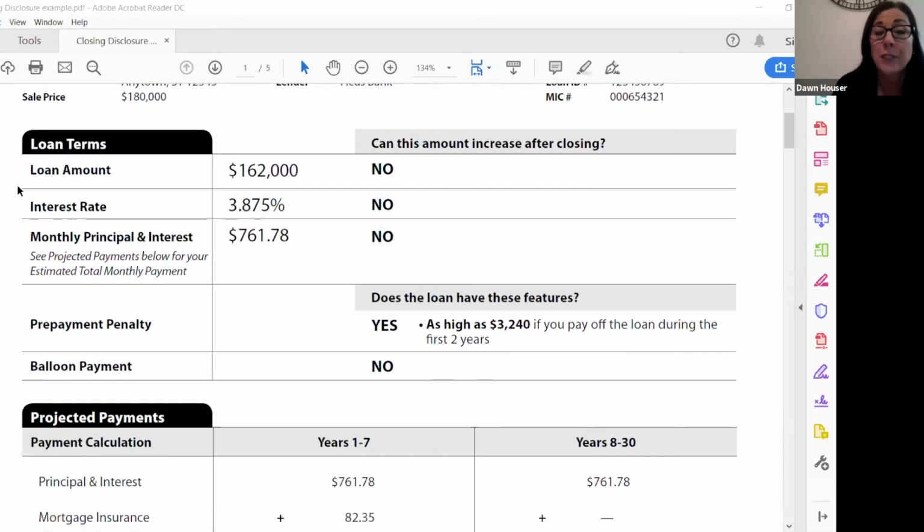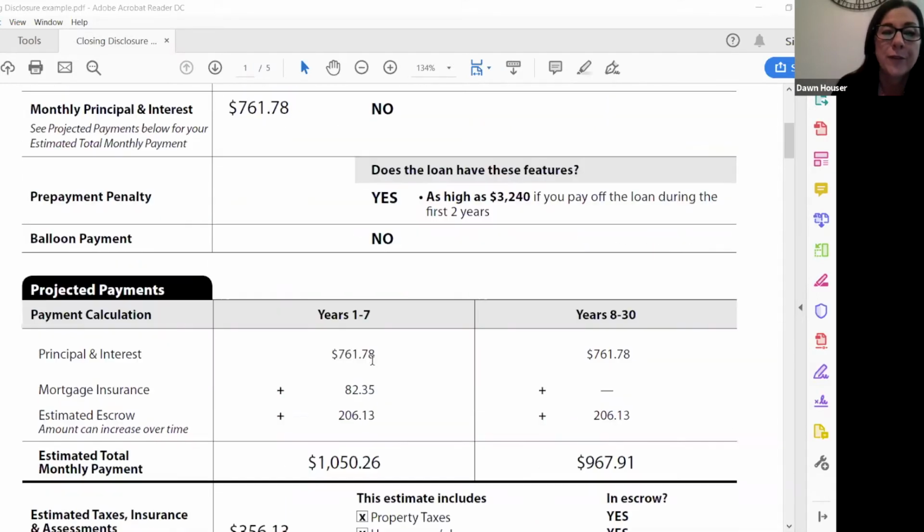The principal and interest is $761.78, so that's not their total payment, but that's just the principal and interest based off the interest rate. In the middle there, it's going to say prepayment penalty. In this example, there is a prepayment penalty, but reality is nowadays we really don't see any of those, and there is no balloon payment.